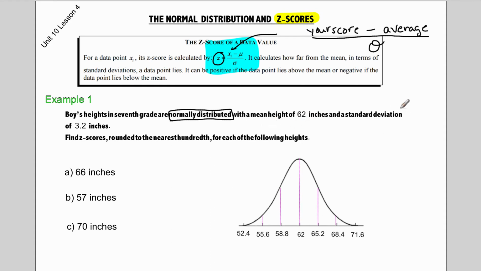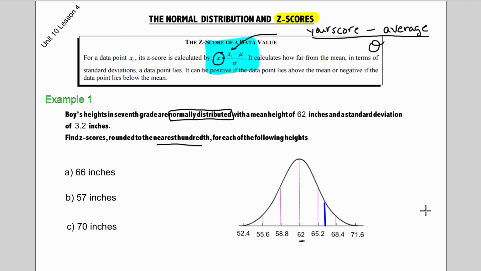Once it says that it is a bell curve, then we can do our standard deviations. A mean height of 62, here it is. A standard deviation of 3.2. Find z-scores to the nearest hundredth for each of the following heights. So, okay, hey, I'm 66 inches. So 66 inches tells me I am right about there.